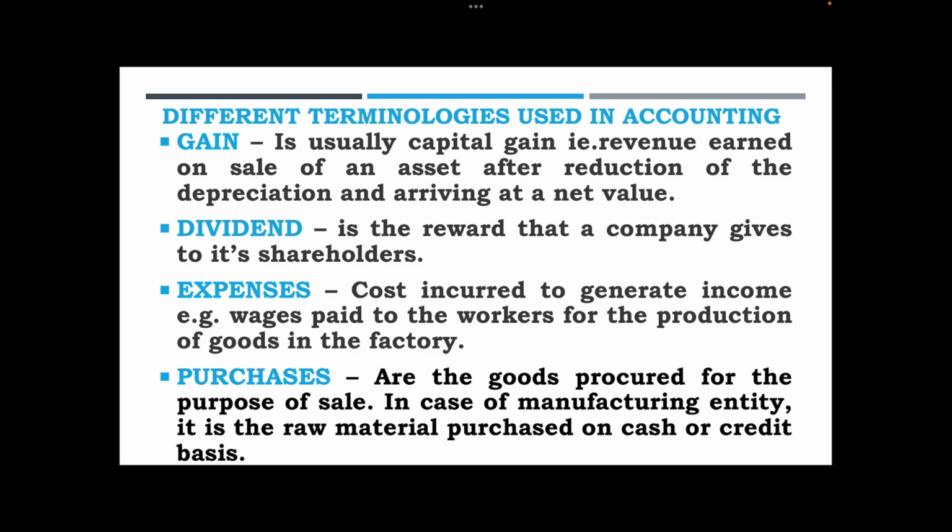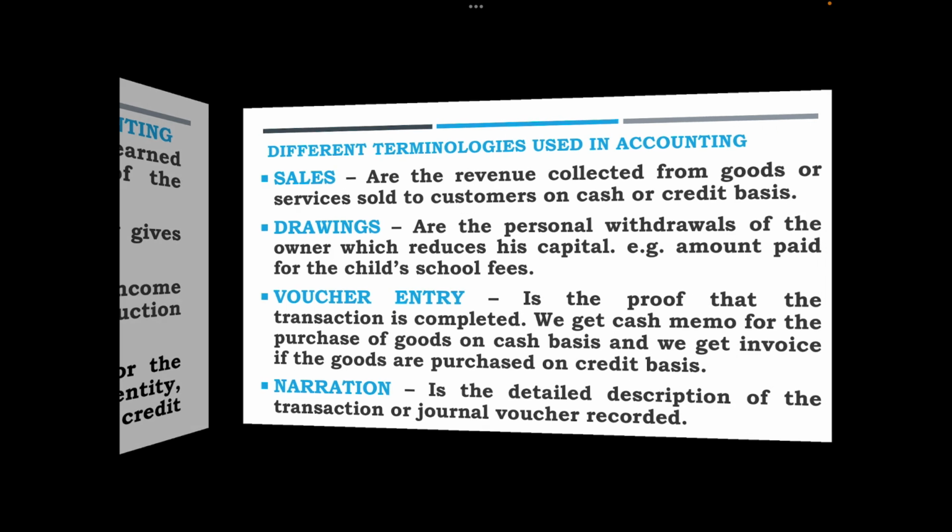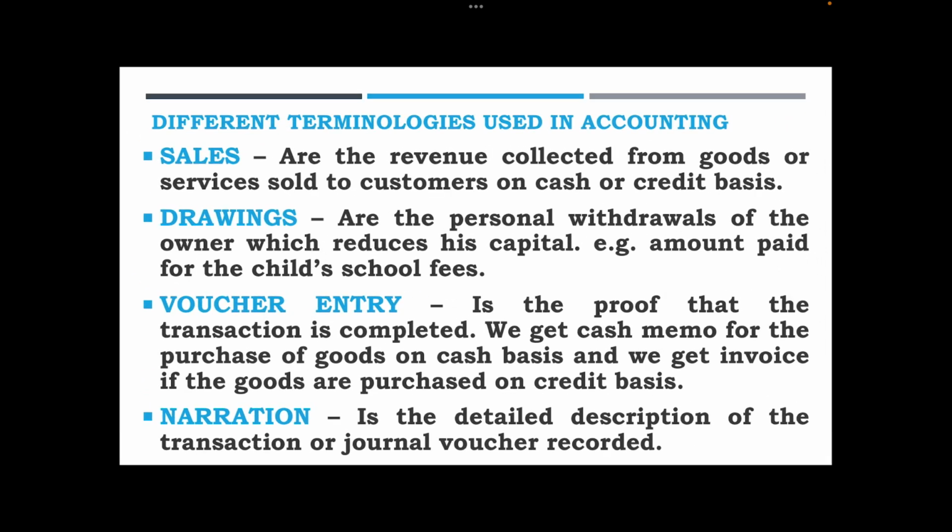Next is the sales. Sales are the revenue collected from goods or services sold to customers on cash or credit basis. It is exactly opposite of the purchase. If you are selling your goods on credit, then you always issue a tax invoice mentioning payment terms as to when the party has to pay the amount.